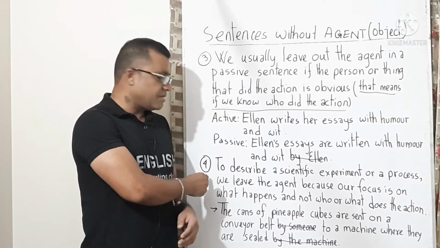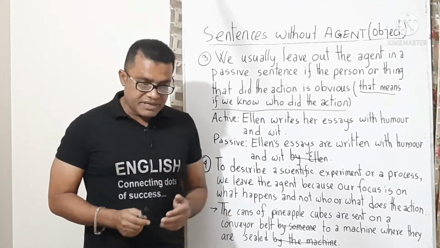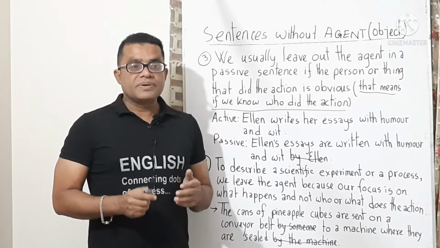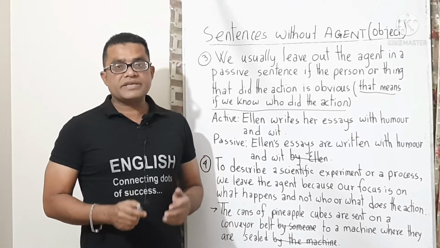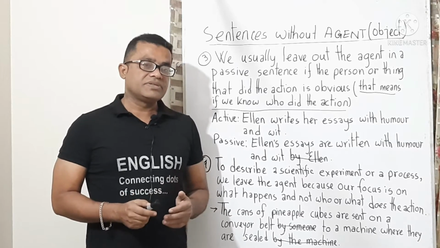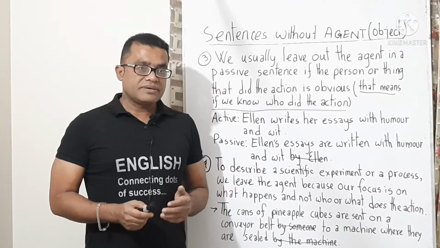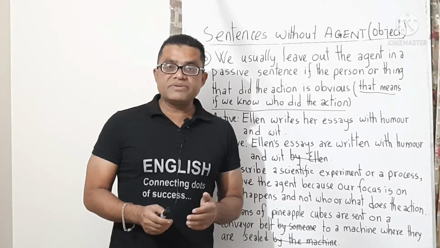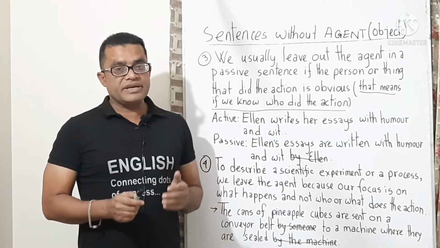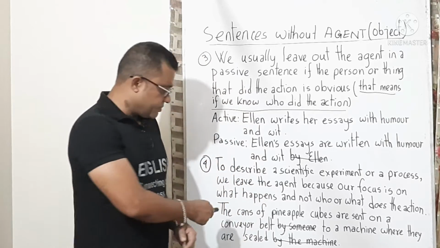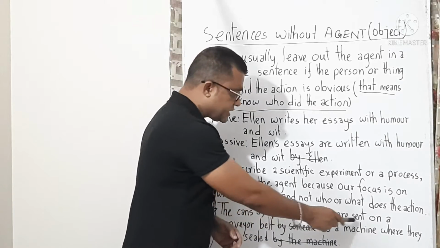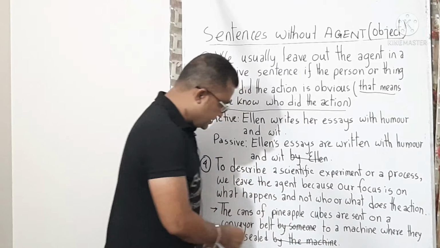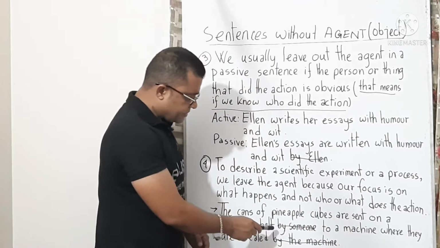This is the summary of rule 4. That means if we know the person or thing who did the action, then it is not necessary to write it. And this is especially used in scientific experiment or in a process. Here is the example. The cans of pineapple cubes are sent on a conveyor belt by someone to a machine where they are sealed by the machine.